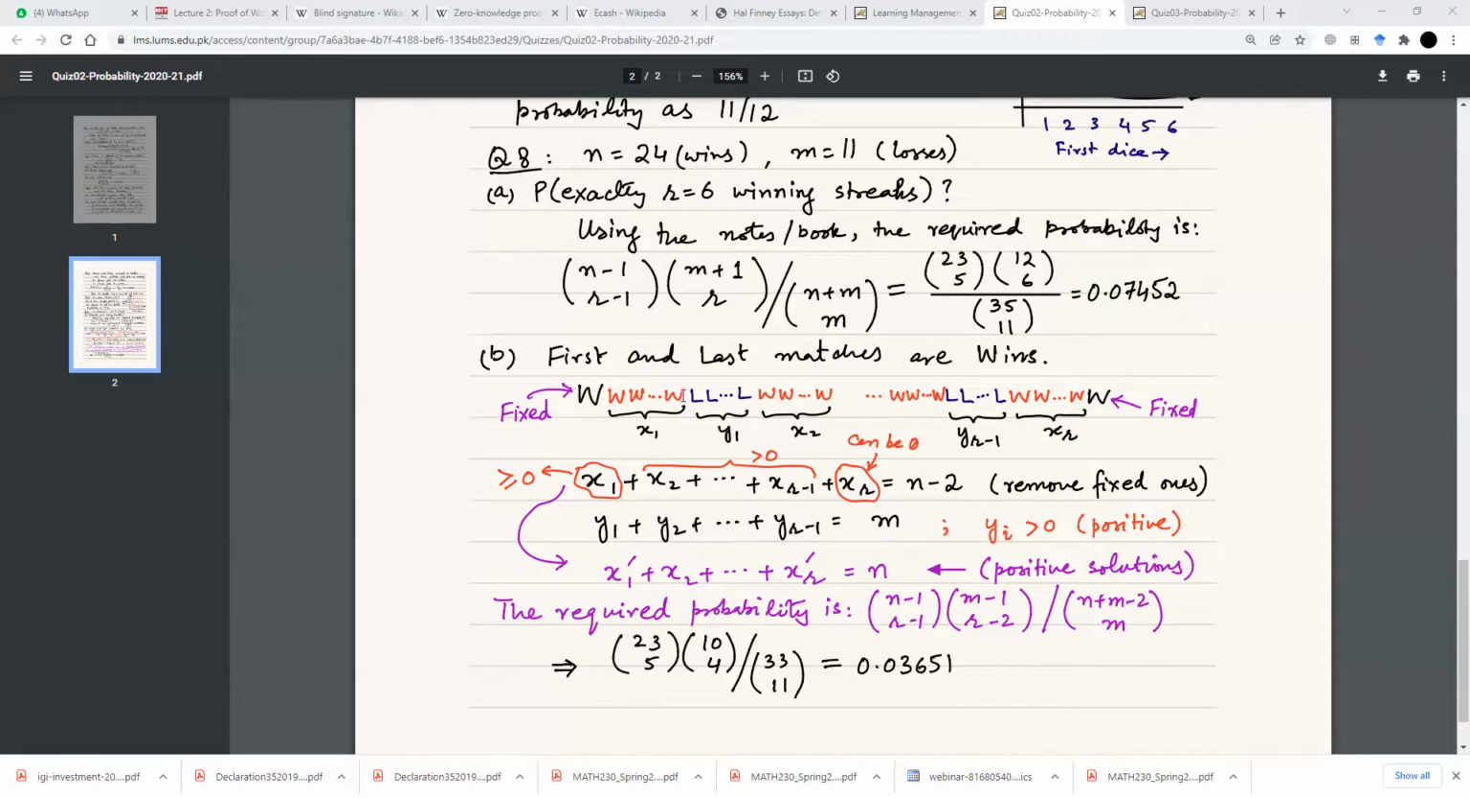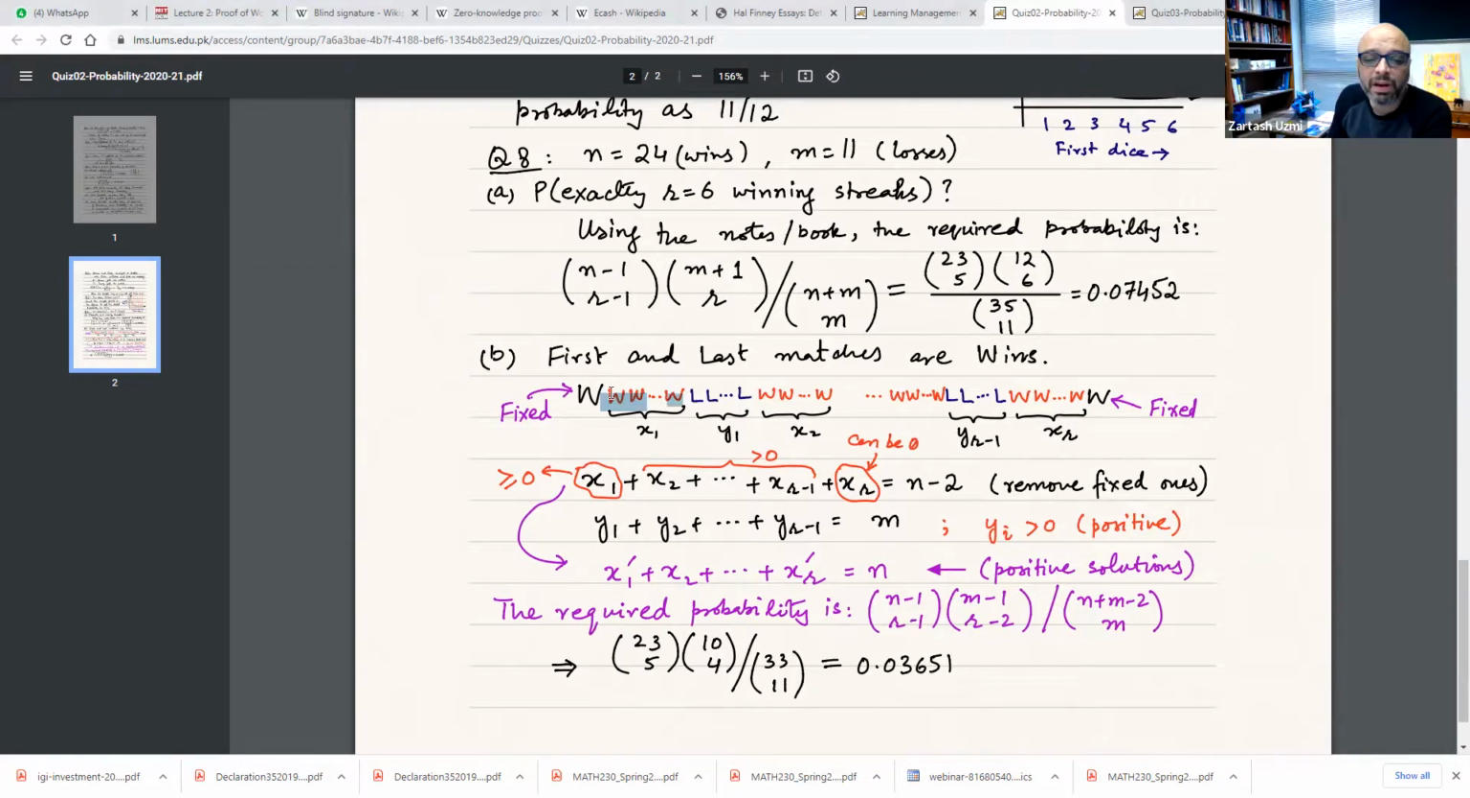Yes. So x1, which is the number of wins right after the first win, can be 0 or more. If it is 1 or 2 or 3 or 0, you will still get a run, a streak, from here. So the requirement on x1 is that it has to be greater than or equal to 0.